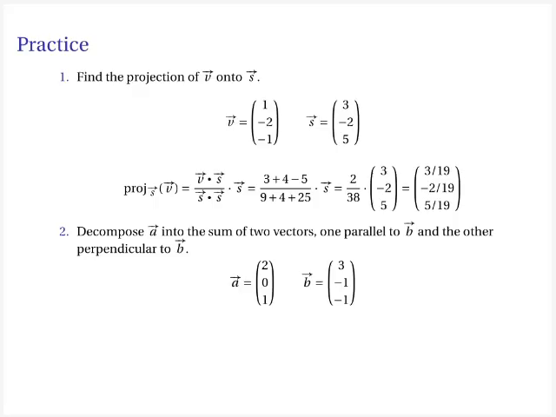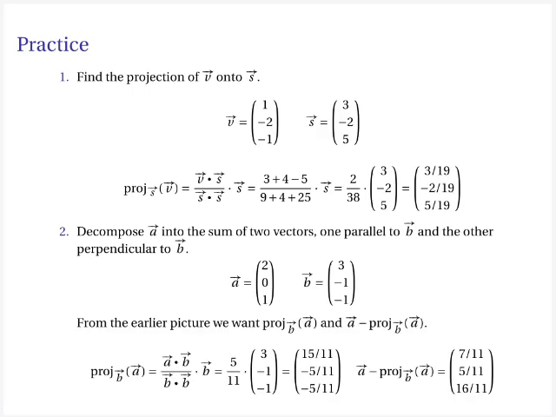Second one, decompose A into the sum of two vectors, one parallel to B and the other perpendicular to B. So that relates to this picture here. We've got a vector A and we've got a vector B, and we want to decompose A into the sum of these two vectors. This one right here, the projection, and this one right here, the perpendicular to the projection. Okay, please. Okay, great. So the earlier picture says we want the projection of A onto B, and we want A minus the projection of A onto B. And so I calculated the projection of A onto B, there it is, and then I took it away from A, there it is.